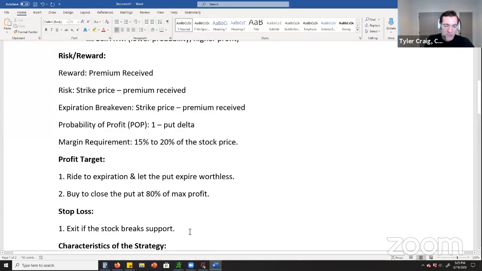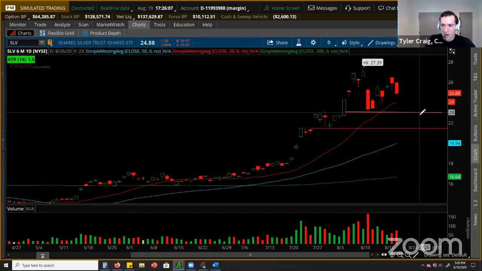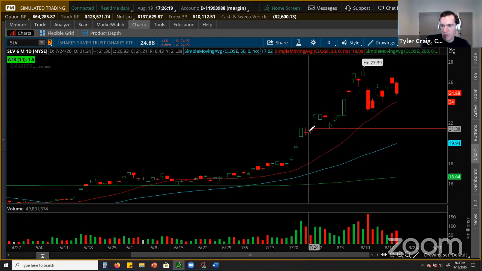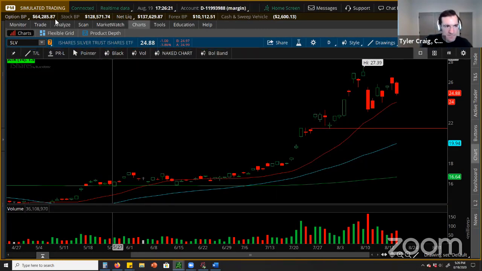Okay. So you could pick a support level. You could exit if the stock hits the strike price. So in this case, that's 22. So I could say, all right, let's use my strike of 22. If we hit 22 and my put goes in the money, I'm out of here. I'm just going to exit to minimize the loss. So you could do that too.